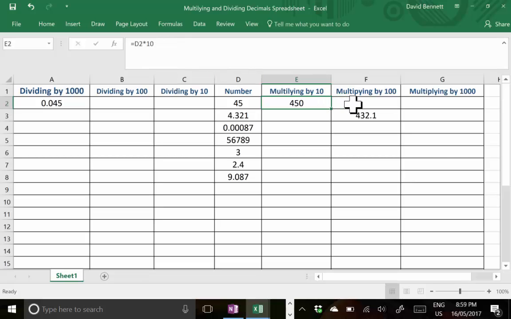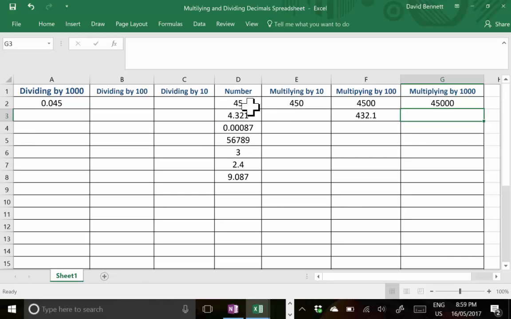If we want to multiply that by 100, what we're going to do is get equals, that's the formula, we'll point to the cell we want to times, and now we're going to times that by 100. And that will work that out for us. And then the next thing is we're going to go equals, and again we're going to do D2, and we're going to times that by 1,000.